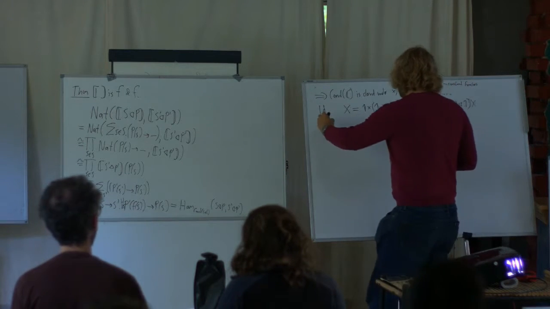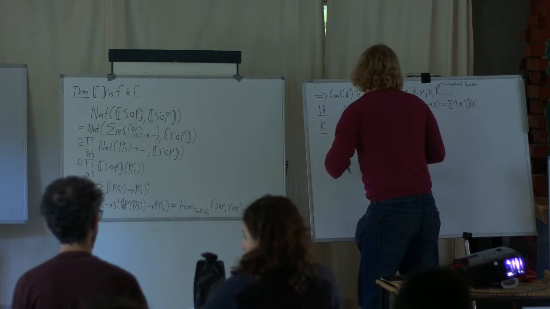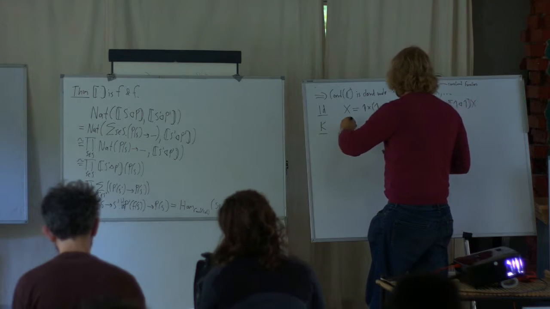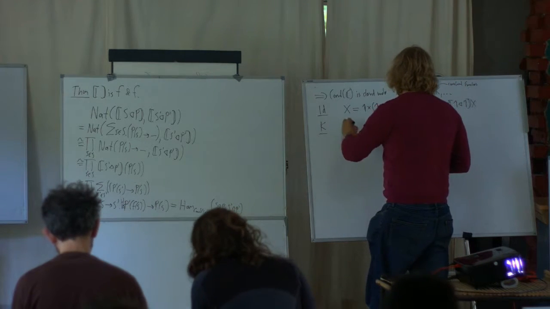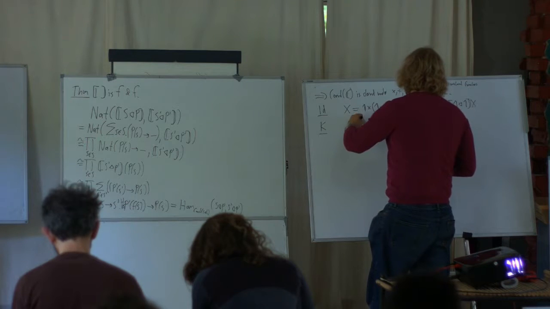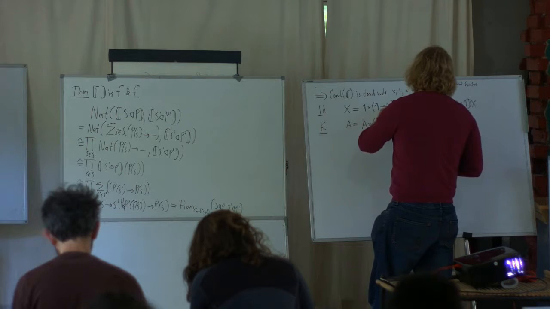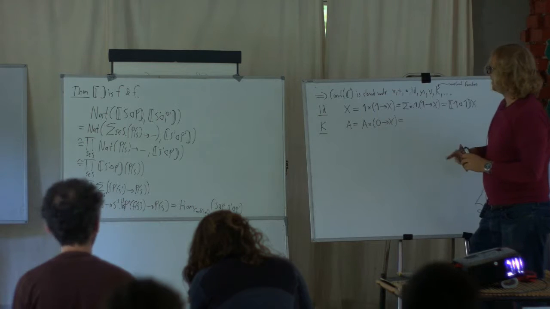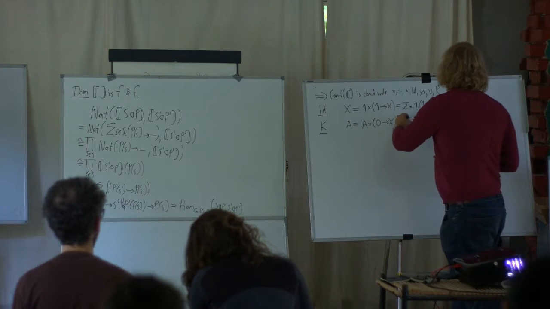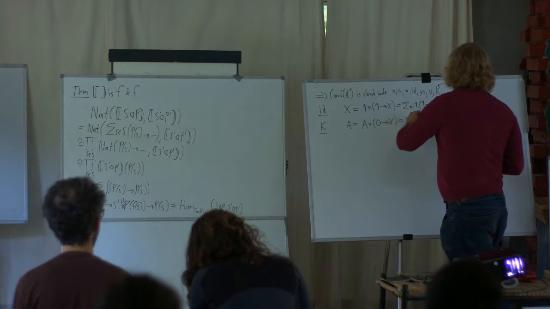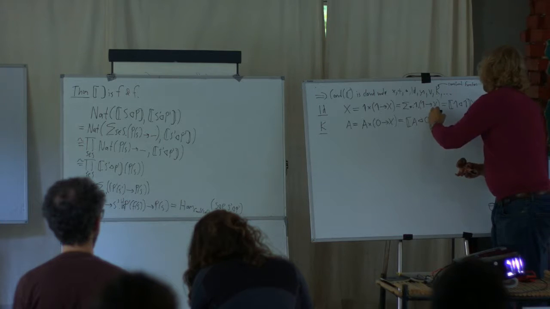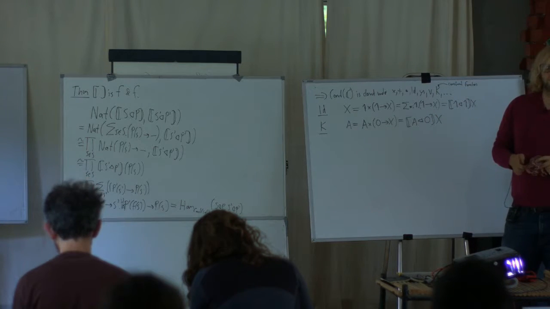Okay, so let's do the constant functor for fun. So the functor which sends x to some fixed set a, then I could always write a as a times 0 arrow x, right? So this shows that the constant functor is given by the container which has a shapes and 0 positions, right? Does this make sense?